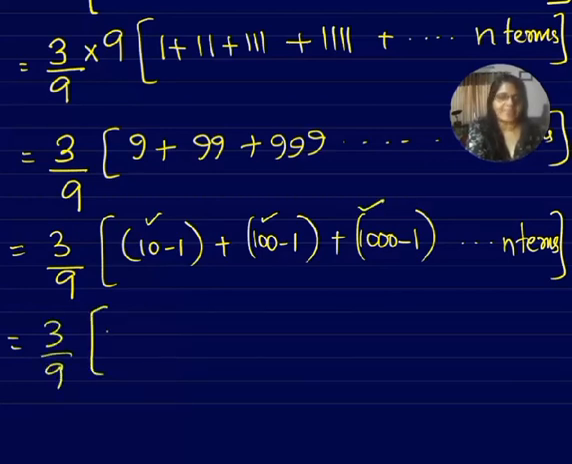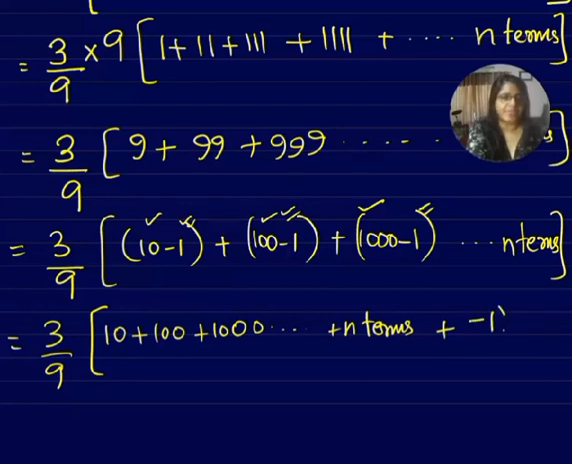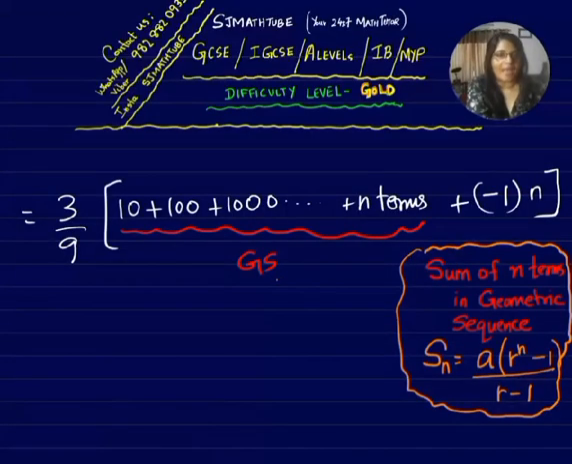So you'll end up with 10 plus 100 plus 1000 up to n terms, plus minus 1, minus 1, minus 1 up to n terms, right? So minus 1 times n as well. I hope that you already know the formula for finding the sum of n terms in a geometric sequence. If not, please go through this and write it down.